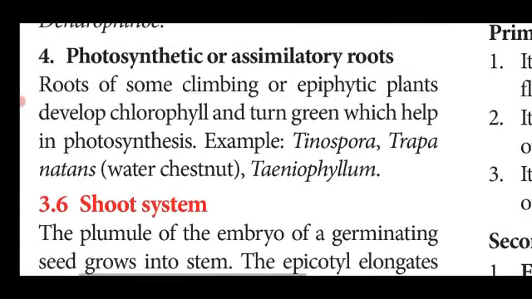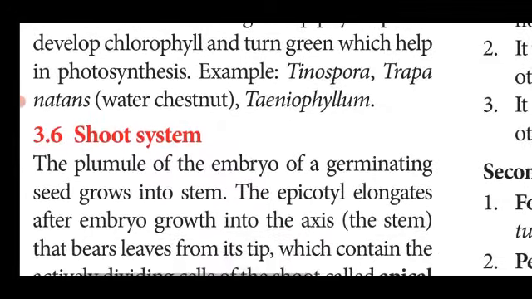The next: photosynthetic or assimilatory roots. The roots of some climbing or epiphytic plants develop chlorophyll and turn green, which helps in photosynthesis. So the roots of some plants, during unfavorable conditions, make a broad green structure. Such roots are involved in photosynthesis. Examples: Taeniophyllum, Trapa, Tinospora are some of the examples of photosynthetic roots.